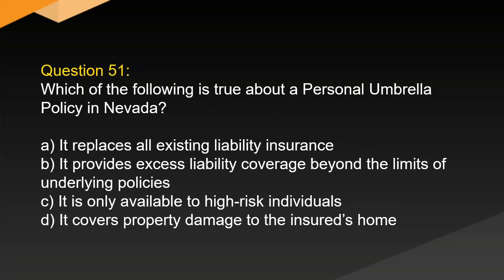Question 51. Which of the following is true about a personal umbrella policy in Nevada? A. It replaces all existing liability insurance. B. It provides excess liability coverage beyond the limits of underlying policies.